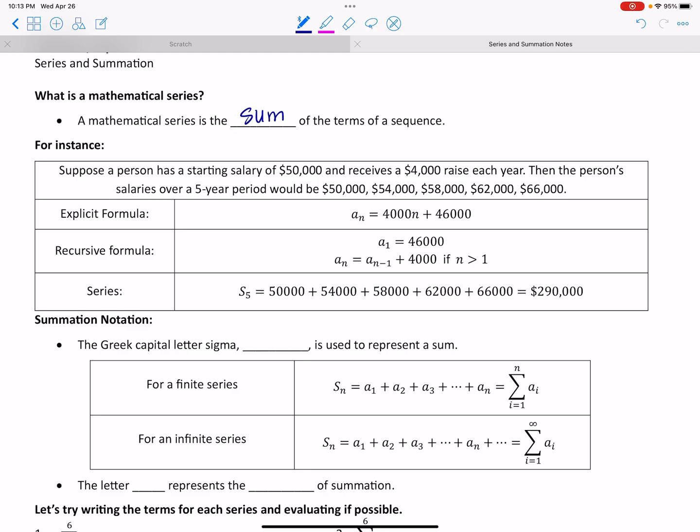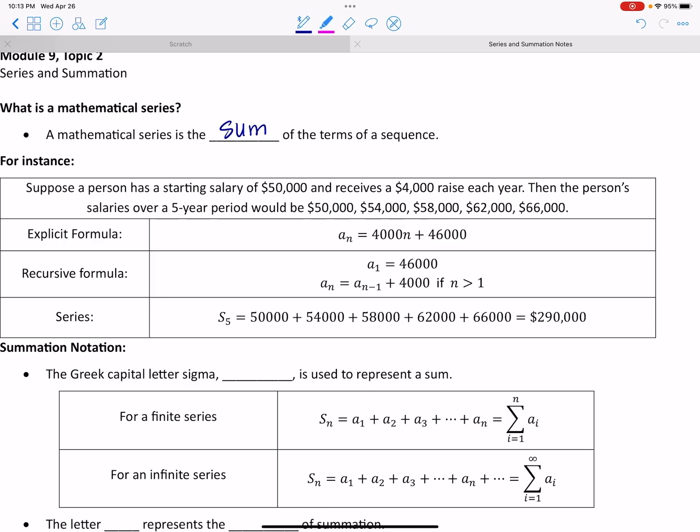So we talked about two things in our previous topic. One of them was using an explicit formula to find any term on the list. So into this explicit formula, if I input a 1 for n, then I would end up with the first number on my list. 4,000 times 1 would be 4,000, plus 46,000 would take me to 50, and there it is, the first number on my list.